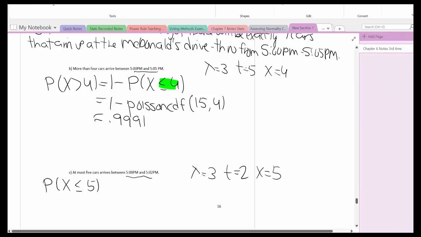So that's going to be Poisson CDF, lambda times t, that's 3 times 2 is 6, comma x, which is 5. So let's put this into the calculator now.